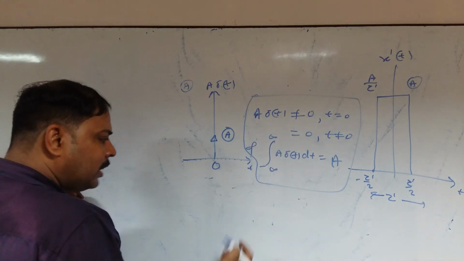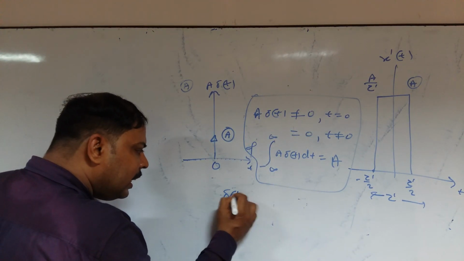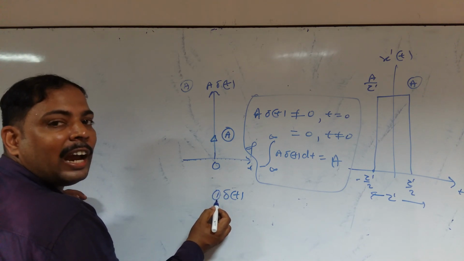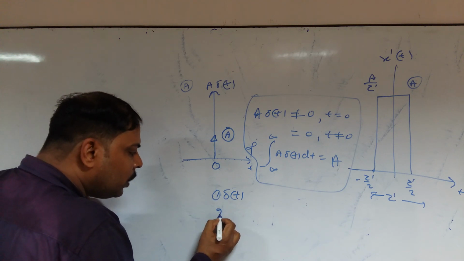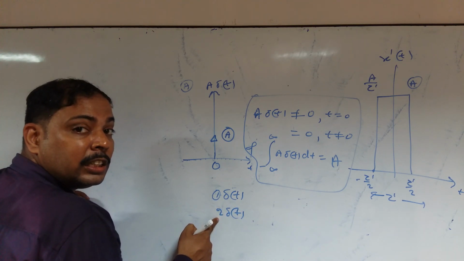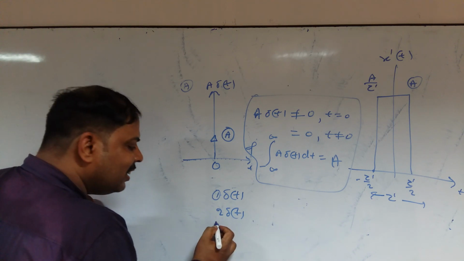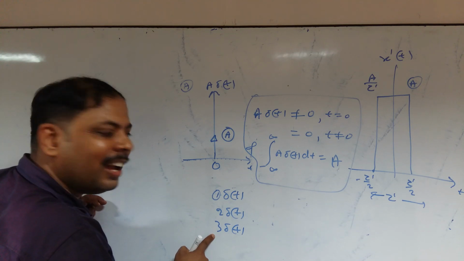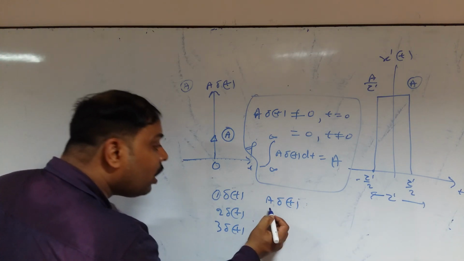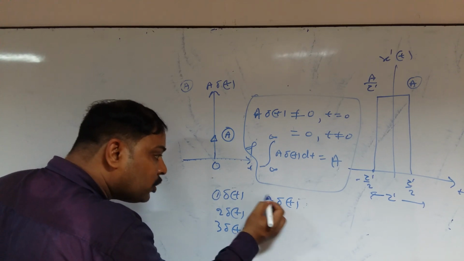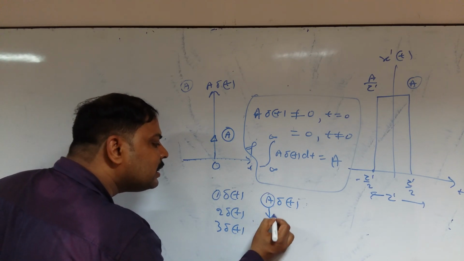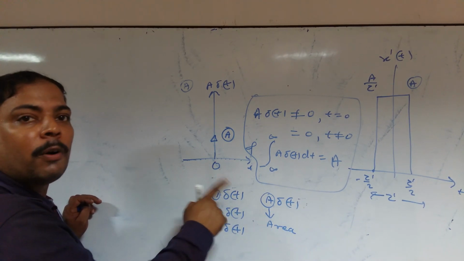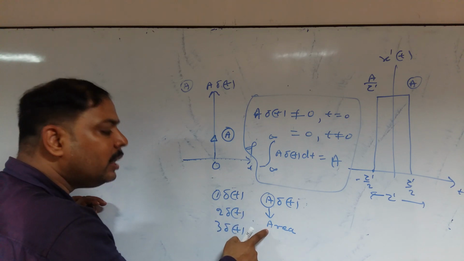Now see, what is the important point here? When I write del t, what is represented just before it? 1. This 1 is not height, it is area. Suppose 2 del t: this 2 is not height, not amplitude, it is area. 3 del t: this 3 is not amplitude, not height, it is area. That means in A del t, whatever you mention before the del represents area, not amplitude. Very important concept for impulse.